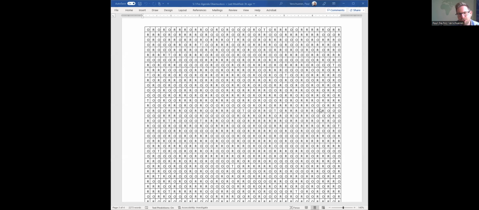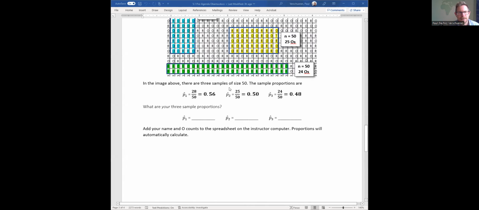What you're looking at on this screen is what students walked into the classroom today and saw. All I had asked them to do was choose a random space on this page and make rectangles so that they contained 50 letters inside them. And I asked them to do this 3 times.